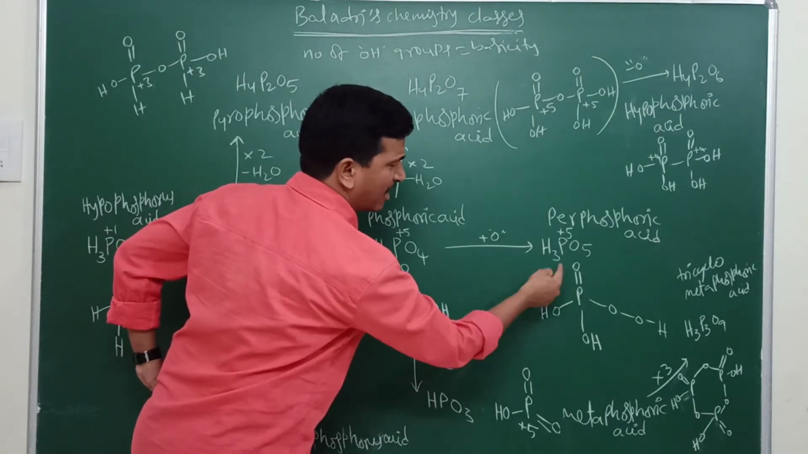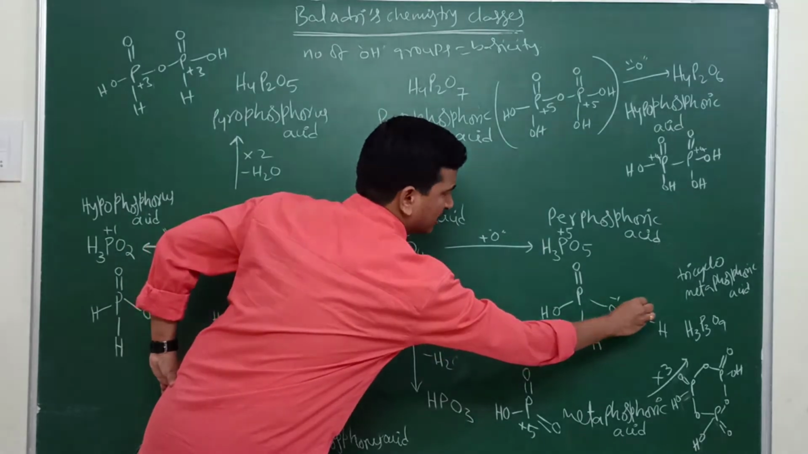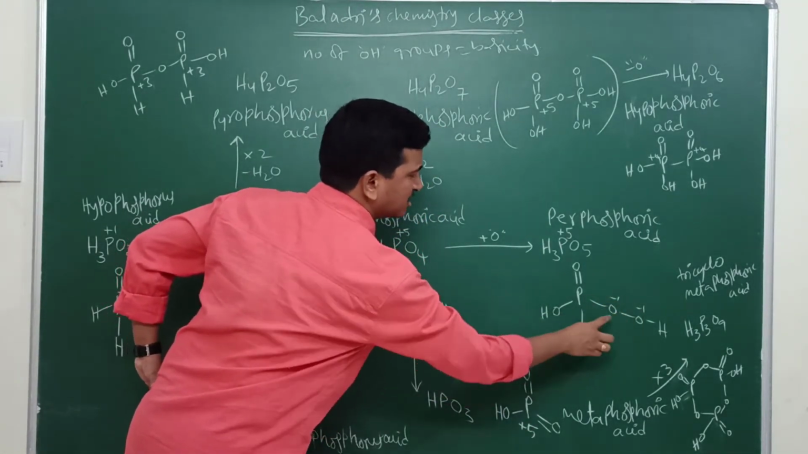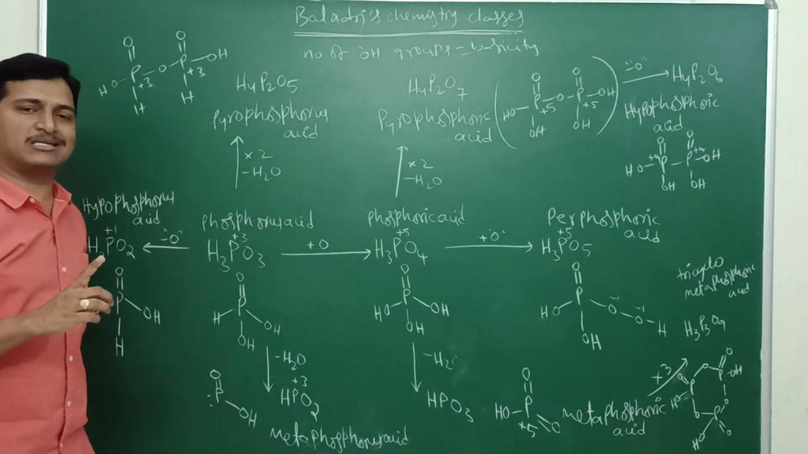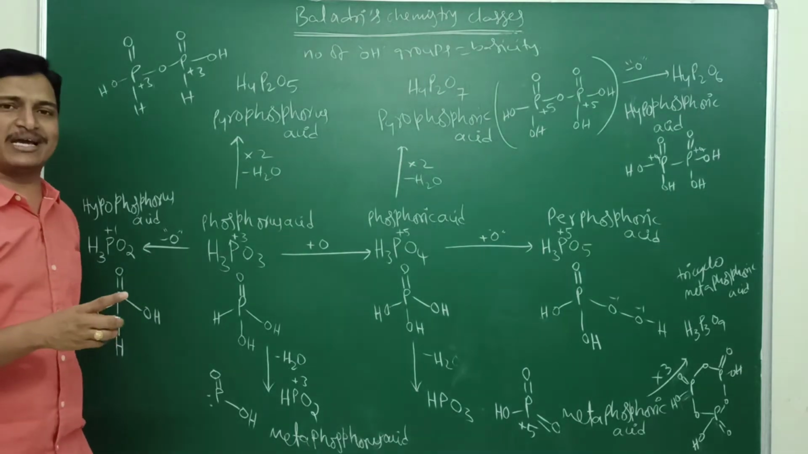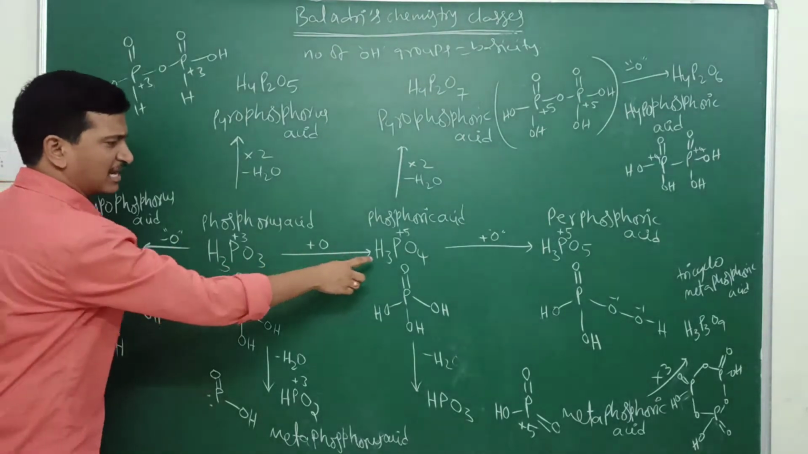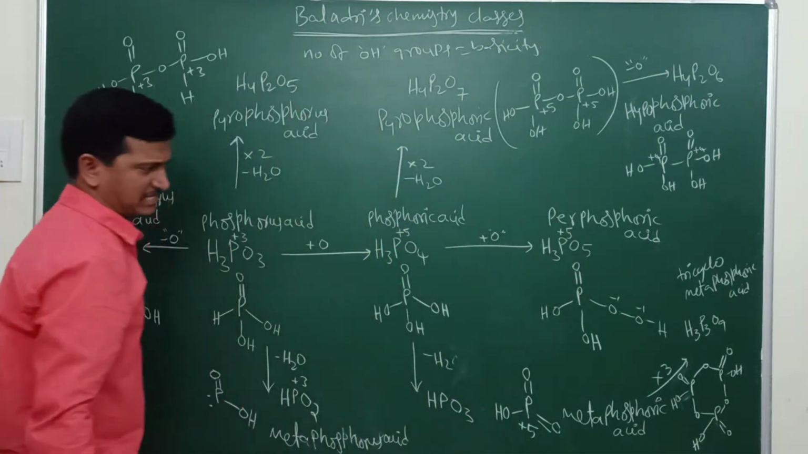In perphosphoric acid, the oxidation number of phosphorus is plus 5, and there is a peroxy bond here. These two oxygens are having minus 1 oxidation number. The bond present between these two oxygens is called what? Peroxy bond. So except in perhalic acids, the remaining peracids have the presence of a peroxy bond. So for ous acid, if you add one oxygen, you will get ic acid. For ic acid, if you add one more oxygen, you will get peric acid.